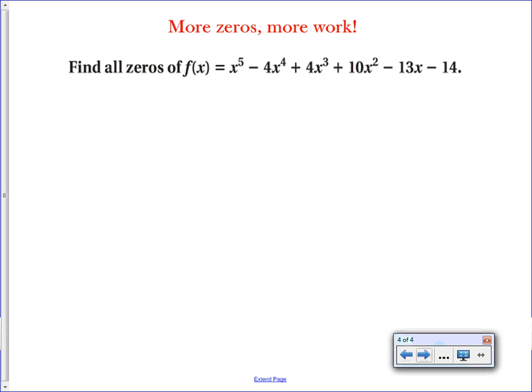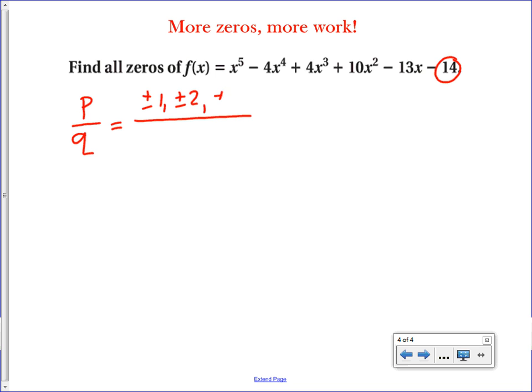There's no way we're going to be able to factor such a long polynomial. So if we can't factor it, we're going to jump right into p over q. It's the only hope we have for finding some zeros that work. So our p, factors of the constant term, include plus or minus 1, plus or minus 2, plus or minus 7, plus or minus 14. And luckily, our leading coefficient is a 1, so we don't have to worry about testing any fractions here.